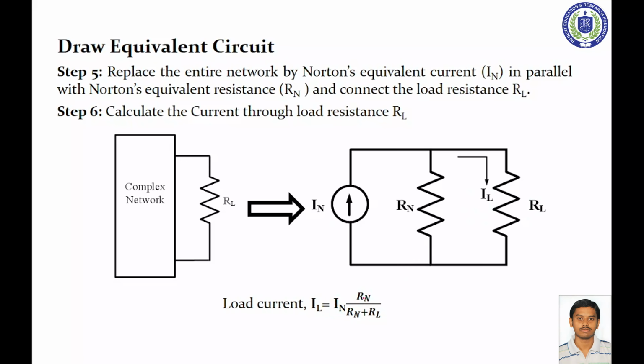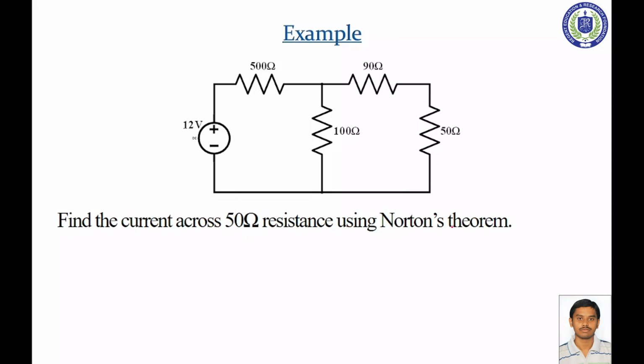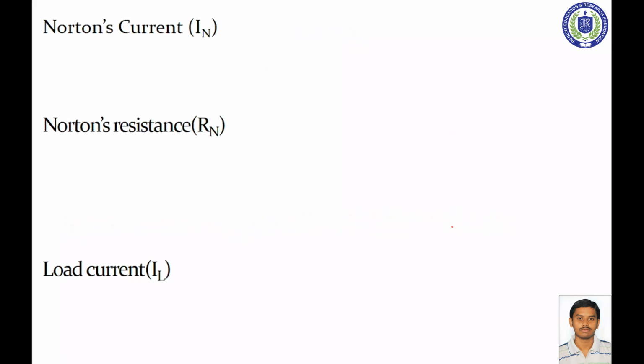Next is an example. This is the circuit, and we have to find the current across the 50 ohm resistance using Norton's theorem. There are three steps: first calculate Norton's current, second calculate Norton's resistance, and the last step is the load current calculation.